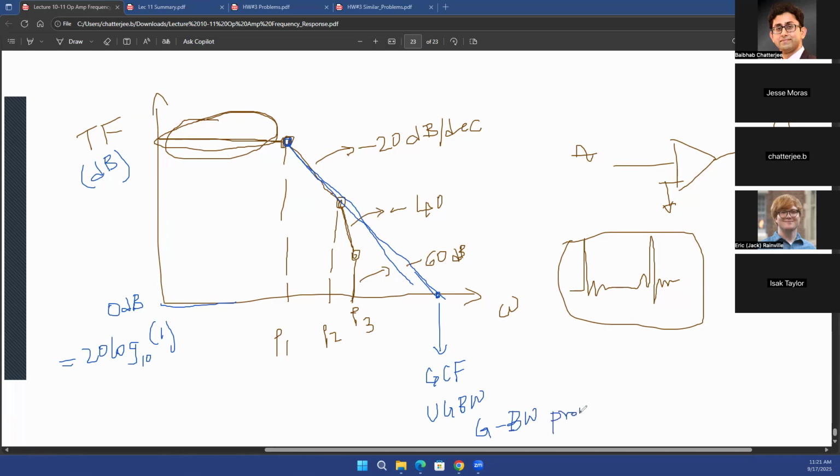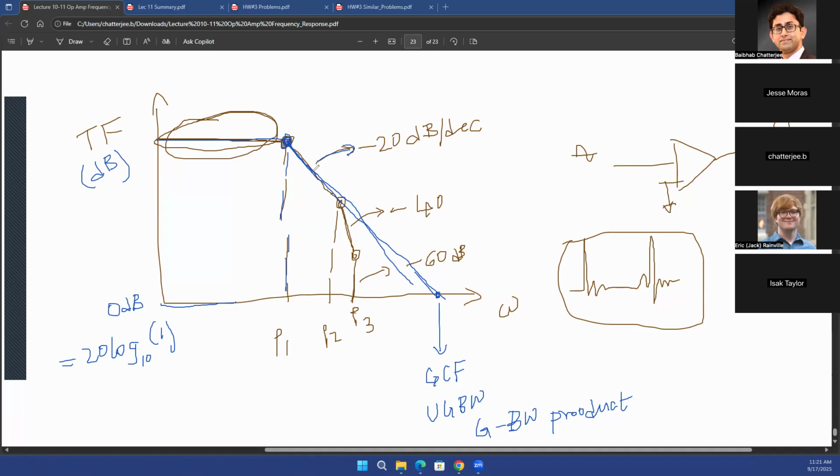Now, my question to you is: are all of these the same or different? Gain bandwidth product is just a multiplication of gain and bandwidth, right? So if you have a first order system, your gain is this much, your bandwidth is this frequency point, and after your bandwidth point, if your frequency increases by 10 times, your gain reduces by 10 times, right? So your gain bandwidth product remains constant.